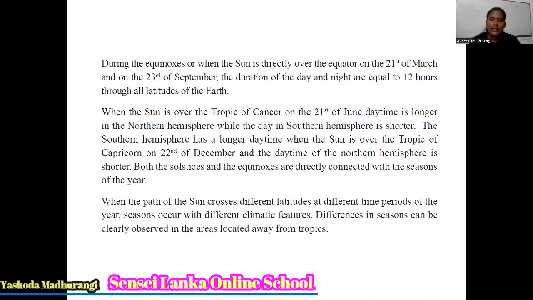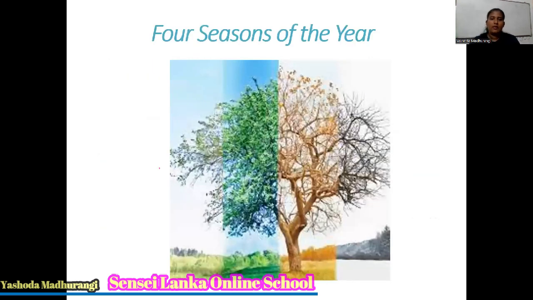This paragraph will help you to understand how it happens. This is what I explained earlier, so I'm not going to read it again. If you'd like to read it, you can take a screenshot and read it when you have free time. And as a result of that, we can see seasonal changes of the year. As a result of revolution, it's a very big process.